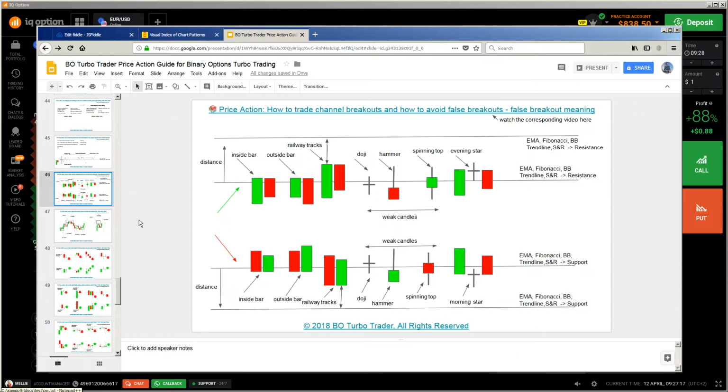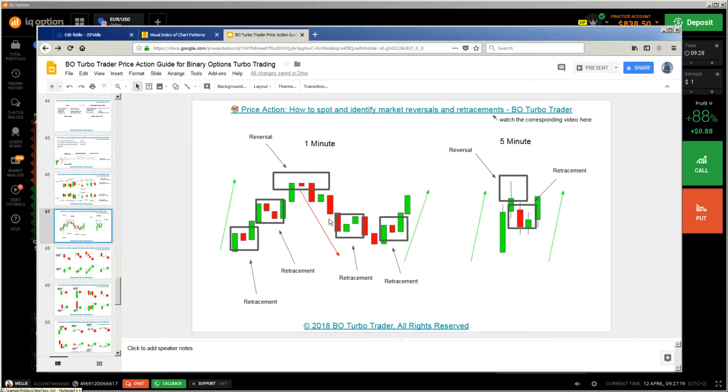Then also watch this video, where I talked about the reversal and retracement, to understand what a retracement or what a reversal is. Here you see the 5-minute time frame, here you see the 1-minute time frame, and in a 5-minute time frame, a retracement could be a reversal. Yes, you see here how it's reversed in a 1-minute time frame, in a lower time frame. So a retracement in a 15-minute time frame can be a reversal in a 5-minute. That is what it's all about.